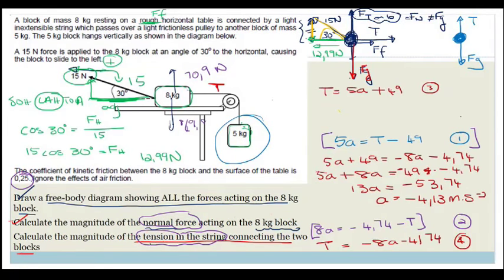They asked for the tension. So what are we going to do? We have to substitute in, and I'm just going to substitute into equation 3. It makes it easier. So I'm going to go 5 times minus 4,13 plus 49 equals 8,35 what?